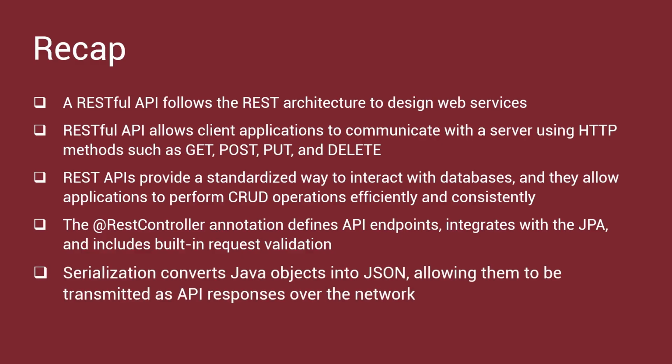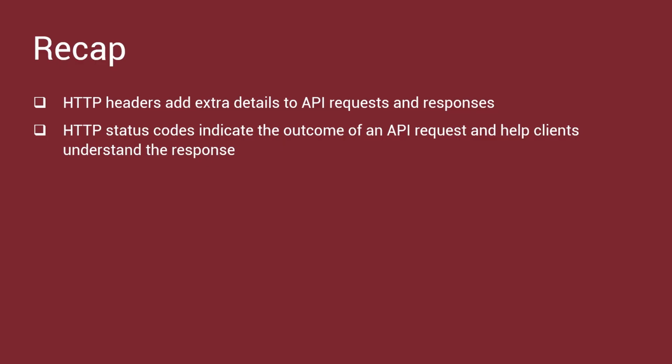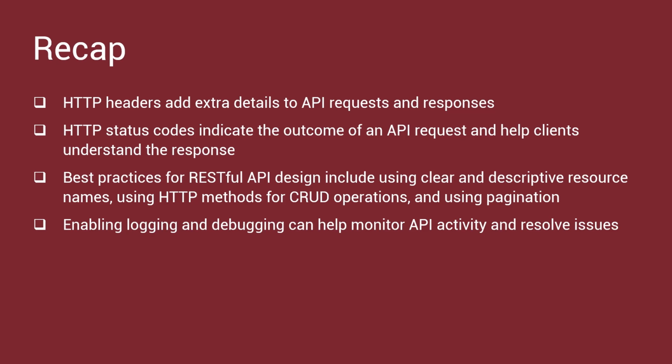Serialization converts Java objects into JSON, allowing them to be transmitted as API responses over the network. HTTP headers add extra details to API requests and responses. HTTP status codes indicate the outcome of an API request and help clients understand the response. Best practices for RESTful API design include using clear and descriptive resource names in REST APIs, using HTTP methods to perform CRUD operations, and using pagination to limit the number of records in API responses. And enabling logging and debugging can help monitor API activity and resolve issues.